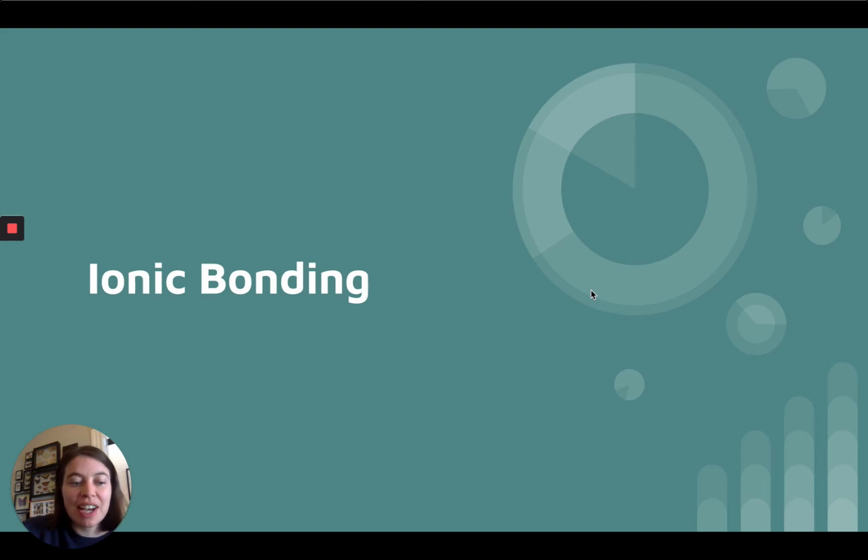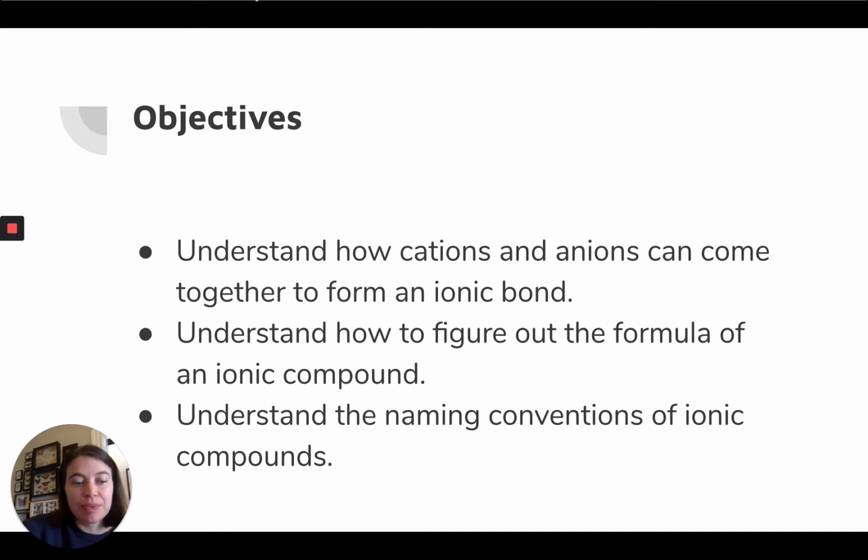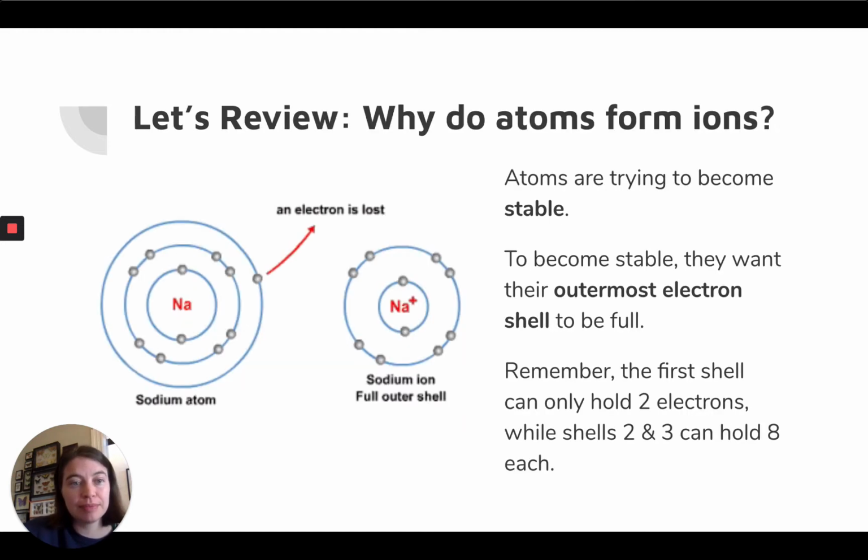Everyone, today we're going to talk a little bit more about ionic bonding. So, we've got three main goals for today. We want to understand how cations, remember cations are positive, and anions, which are negative ions, can come together to form an ionic bond and create a chemical compound. We also want to understand how to figure out what the formula of a chemical compound made from any two ions would be, and we want to understand how we would name those chemical compounds.